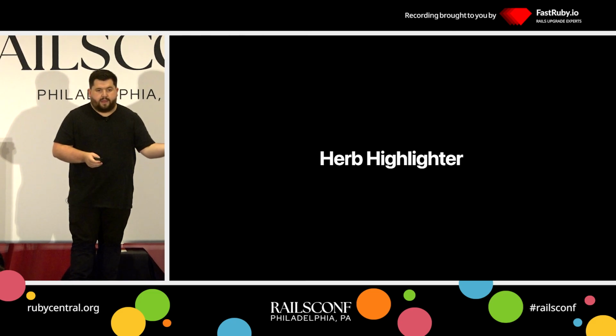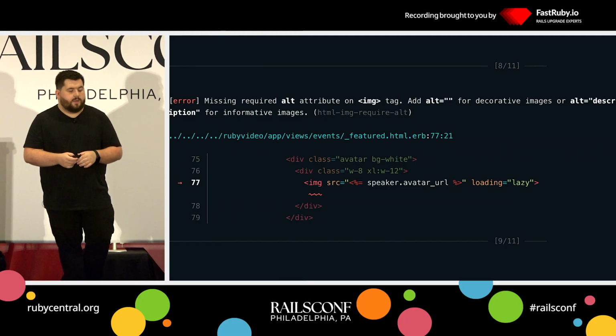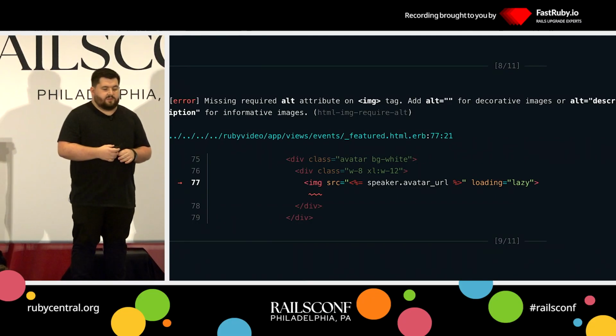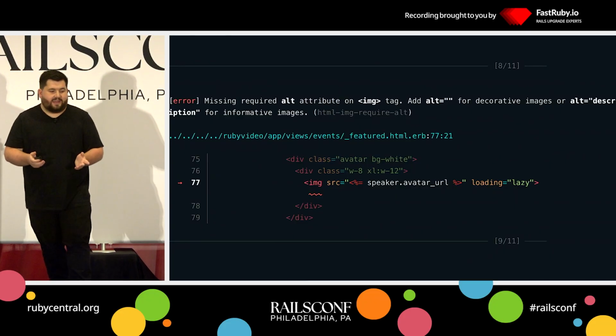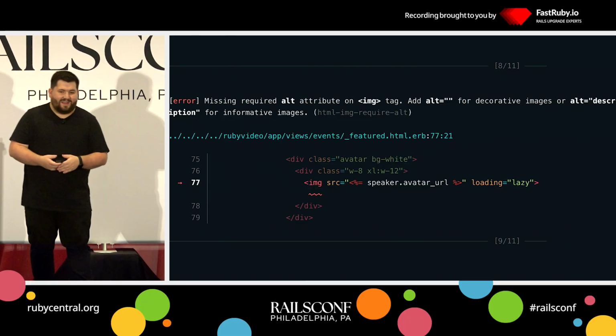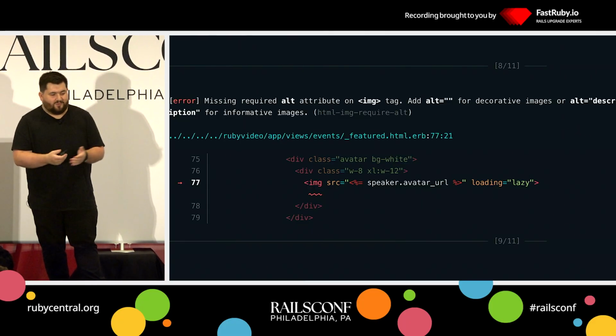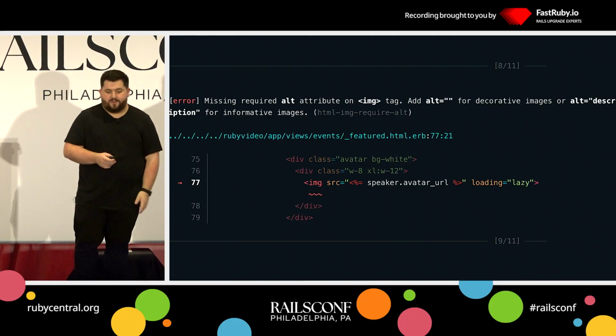Yeah, this is powered by another utility library called the Herb highlighter. It's for syntax highlighting. I was looking for a library to highlight HTML ERB, but then I realized that I just built a parser to build these tools. And then I was like, okay, maybe I should just do it myself. So this is that package for showing the context in the terminal.